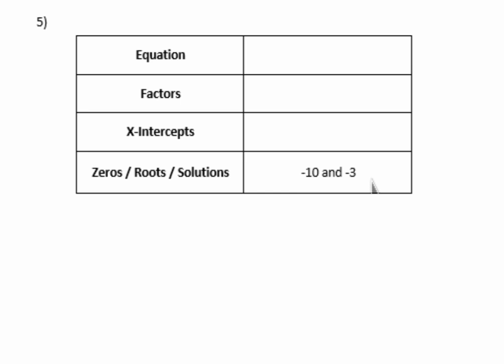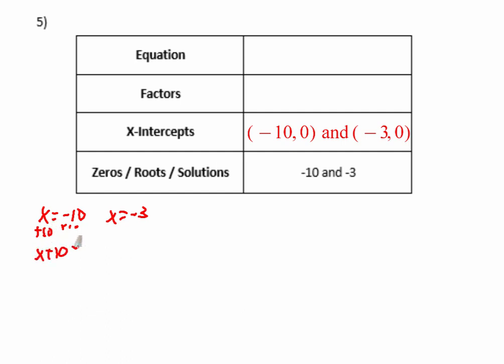So one last example. Here I'm given my zeros, roots, or solutions at -10, -3. So the easiest thing to find first is my x-intercepts. Okay, just put a 0 with each one of them. Now I want to find my factors. So I say x equals -10, x equals -3. So to work these out, add 10, x plus 10 equals 0. Over here, add 3. You get x plus 3 equals 0. So my factors are x plus 10 and x plus 3.